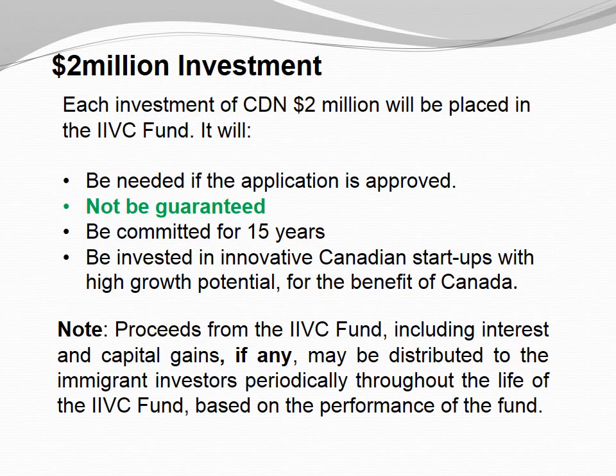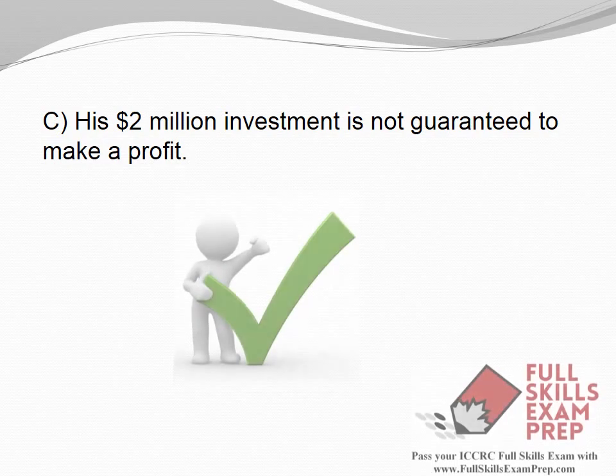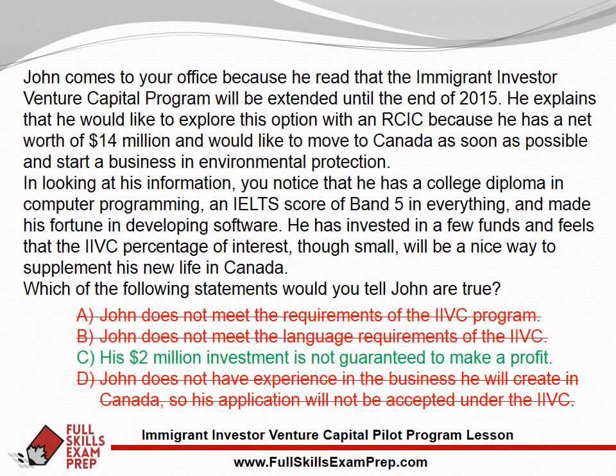The person has to submit that money if the application is approved. It's not guaranteed, of course. It will be committed for 15 years, and it will be invested in innovative Canadian startups. You could see that note as well, that they might make money, they might not. It's not guaranteed at all. So that's why with this one here, we can see that this is the correct answer. So his $2 million investment is not guaranteed to make a profit.